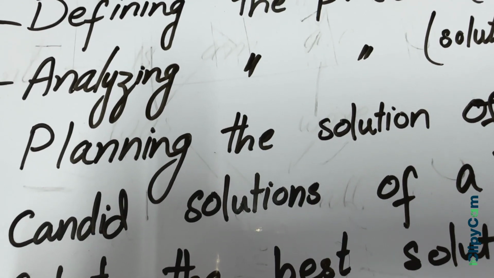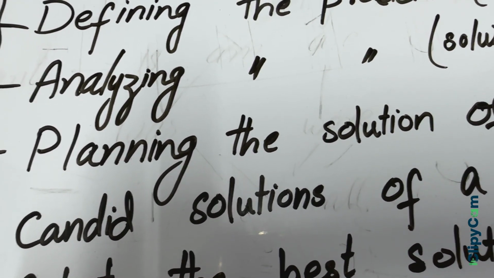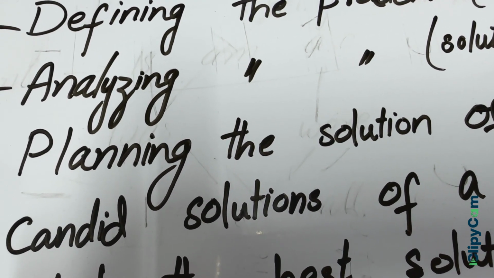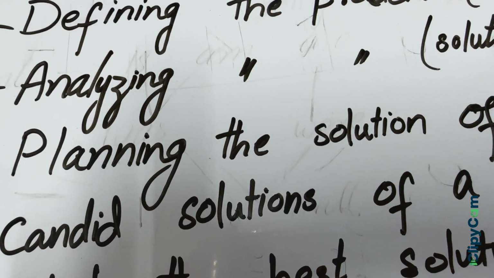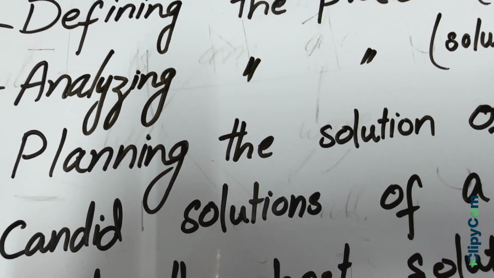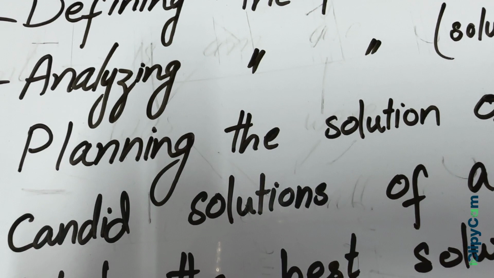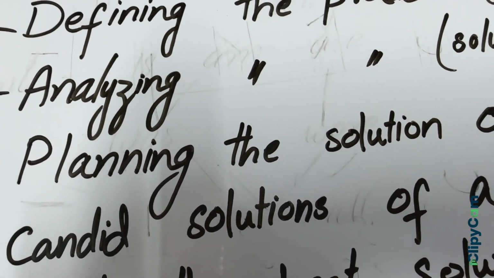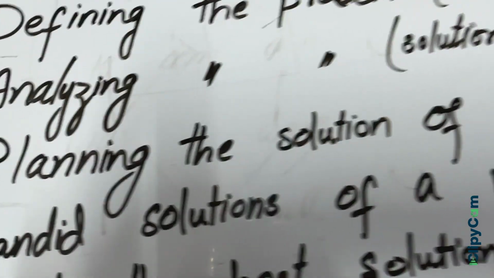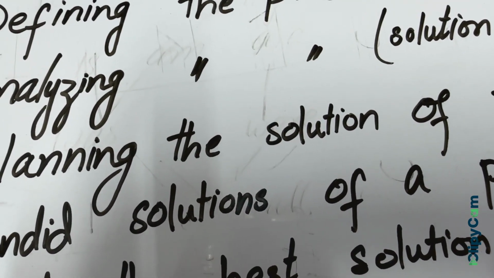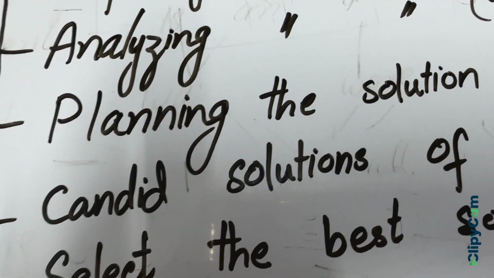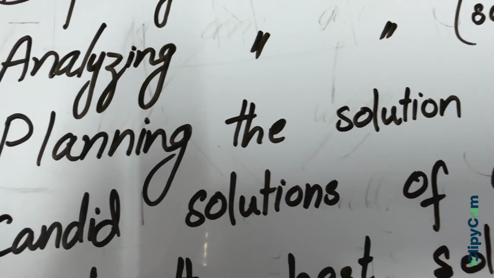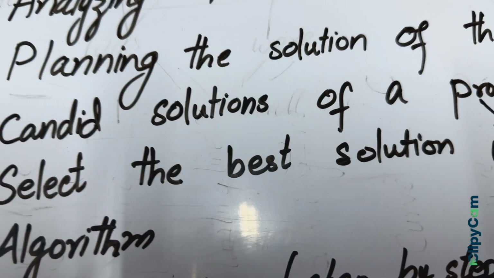For example, if one question is given to 10 students, they may have 10 solutions, right? Their logic will be different. So to solve a problem, there can be 10 solutions, 10 logics, maybe, right? So we have to decide the best possible solution. This is the duty of the programmer, to find out the best solution of the problem.